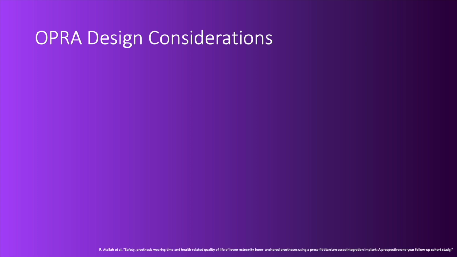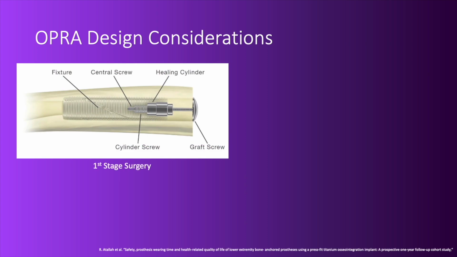The OPRA implant system is installed in 2 stages. The first stage, where the biohelix stem is installed directly into the bone, and a bone graft is used to plug the implant in place. This allows for bony ingrowth to occur into the implant, affixing it in place without loading.